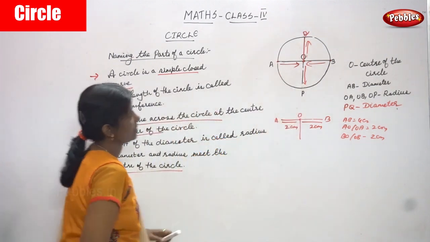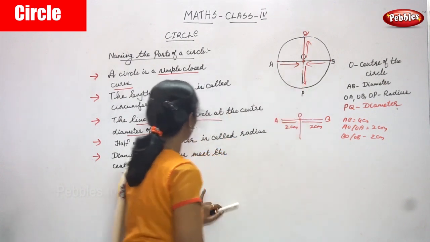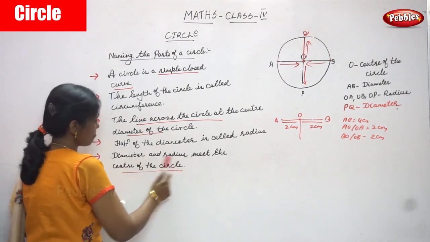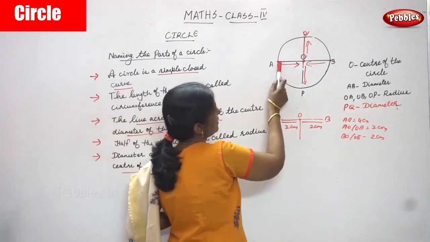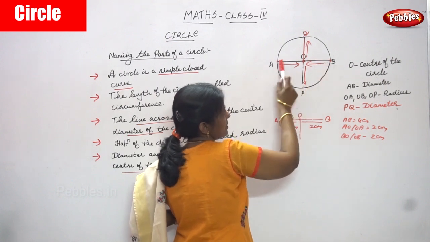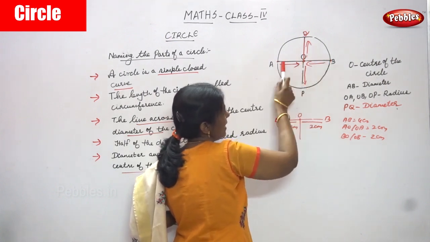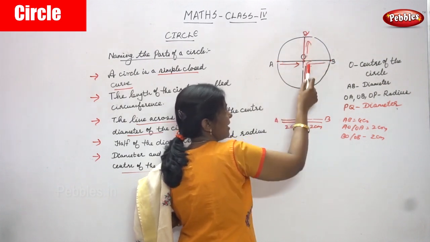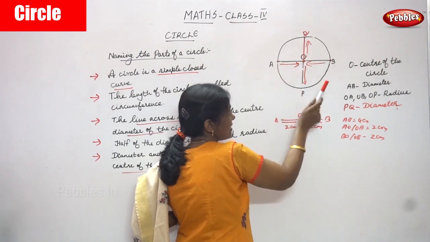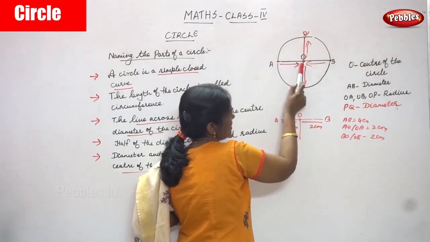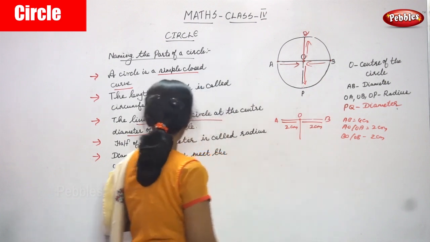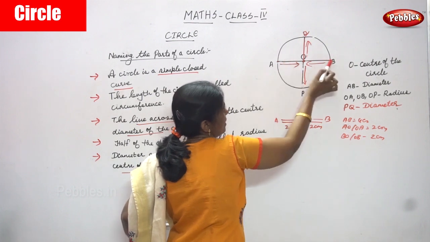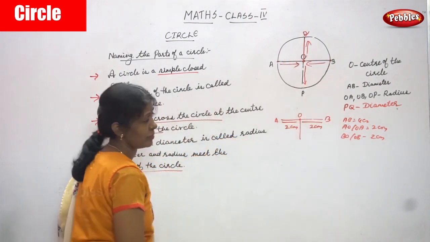And half of the diameter. If we cut the diameter in half, it is called what? Half of the diameter is called the radius. And diameter and radius meet at the center of the circle. So this is completely called the diameter. This part is a radius, and this part is a radius, and this also. Only a single side we can consider as a radius. The radius and the diameter meet at the center. It is called the center of the circle.